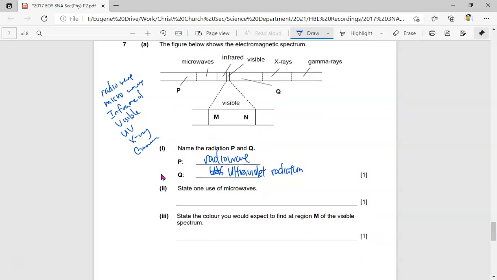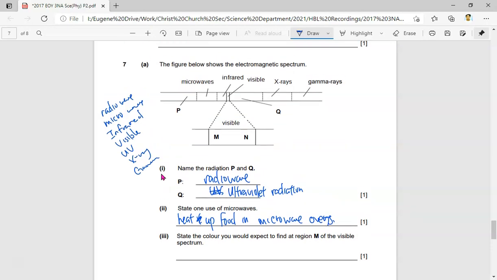State 1 use of microwave. Okay, so it is used to heat up food in microwave ovens. Some of you just say microwave ovens. I think that's fine, but let's be a bit more specific.